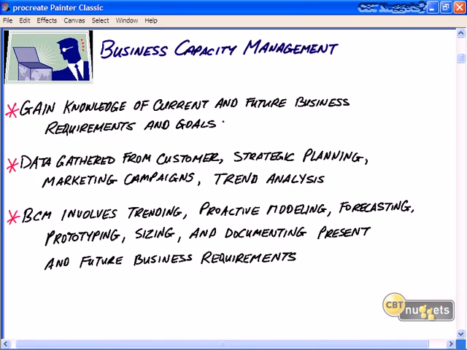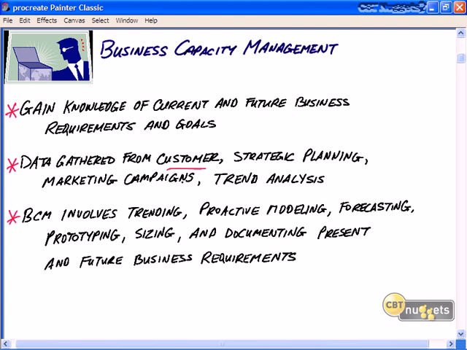In the business capacity management sub-process, we're going to get knowledge of the current business requirements and goals, as well as the future requirements and goals. We have to make sure that the future business requirements for the services are considered, planned for, and implemented in a timely and cost-efficient manner. Okay? We are going to gather data from our customers.